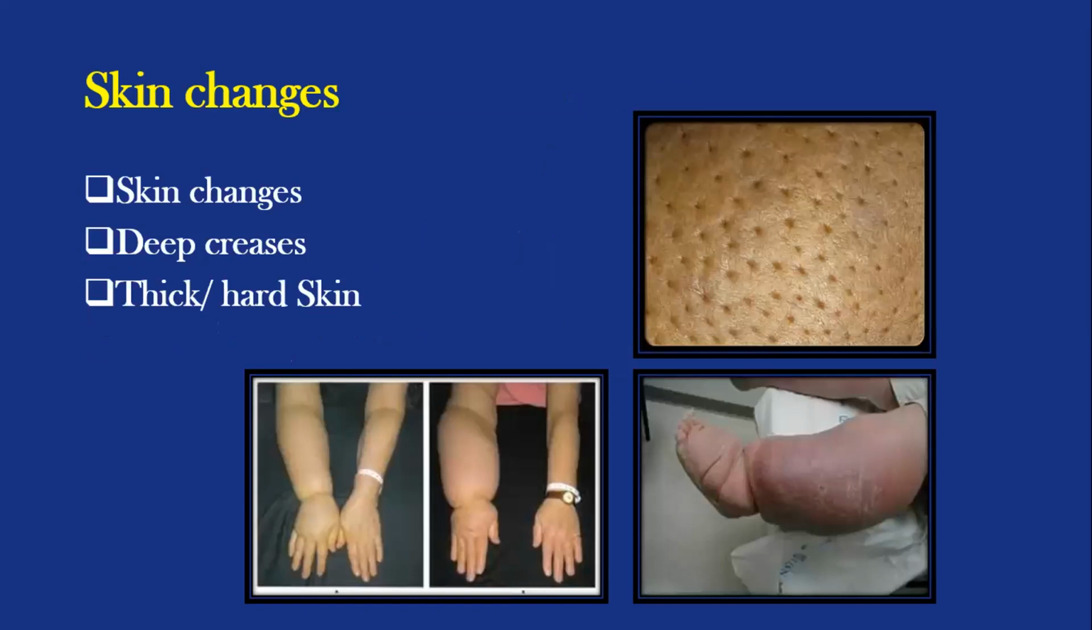These are the skin changes in a patient with lymphedema. The first is orange peel skin, which you can see in the first stage. We have learned about the pitting edema stage: if you apply pressure on that area, your finger impression will remain. So you can identify whether it is stage 1 or stage 2. In the second stage, sometimes deep creases will be there. The third is thick and hard skin, and sometimes cartilage formation will be there.